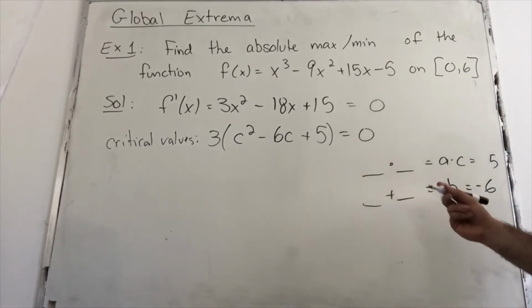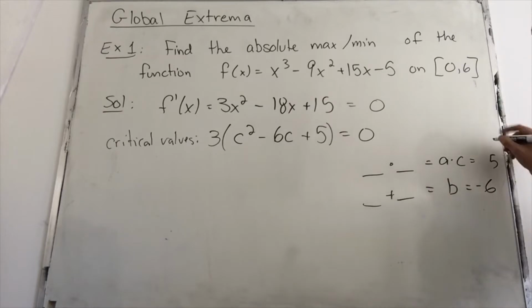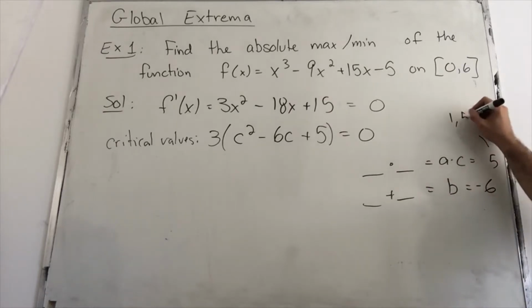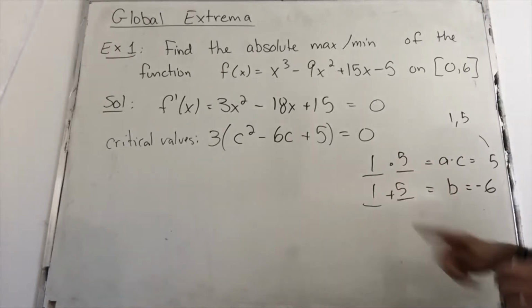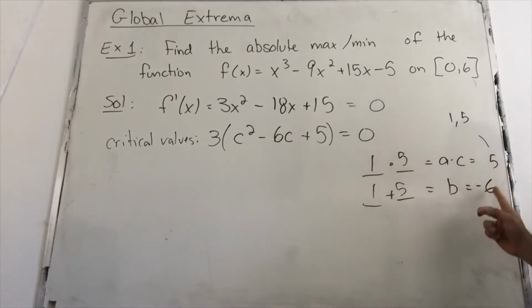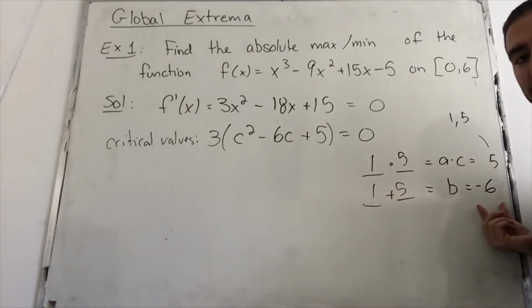So what works here? Two numbers that multiply to give 5 and add to give negative 6. Write down the factors of 5. All you have is 1 and 5. So these numbers here have to be 1 and 5. But when we multiply them, they have to give us 5, but when we add them, they have to give us negative 6.